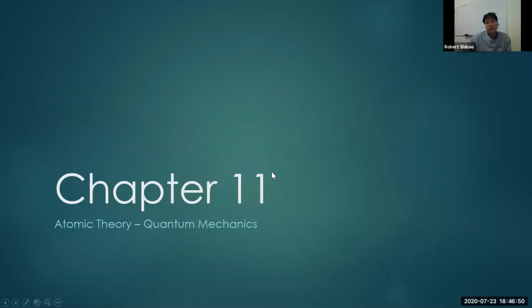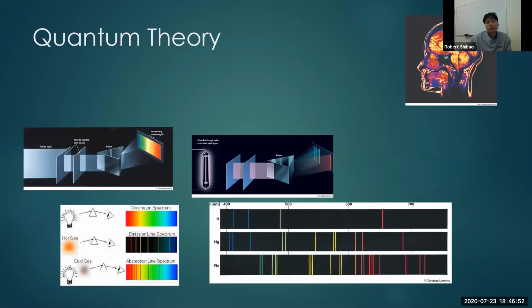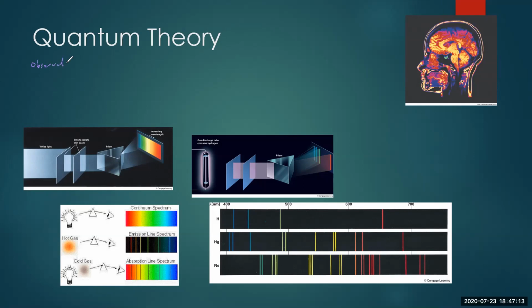Atomic theory and quantum mechanics. Now we were looking at quantum theory, so let's break down the development of quantum theory. Quantum theory started with the unusual light patterns. These are examples of the unusual light patterns here. And so quantum theory started with observations, and these observations couldn't be explained by classical physics. Classical physics predicted a continuous spectrum.